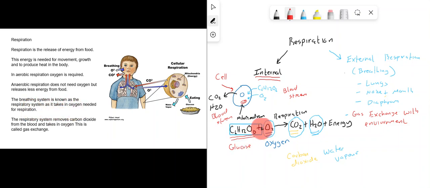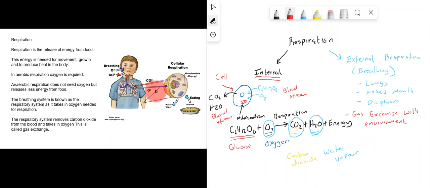So the breathing system is known as the respiratory system as it takes in oxygen needed for respiration. So the lungs, for example, in this breathing system, take in this gas that we need. The respiratory system removes carbon dioxide from the body and takes in oxygen. This is called gas exchange. That's what we mean by gaseous exchange.